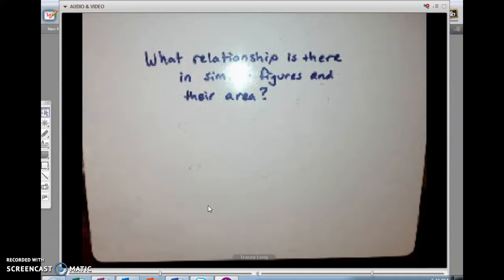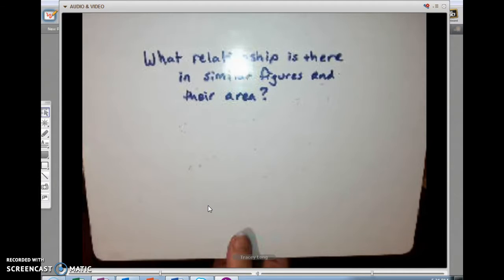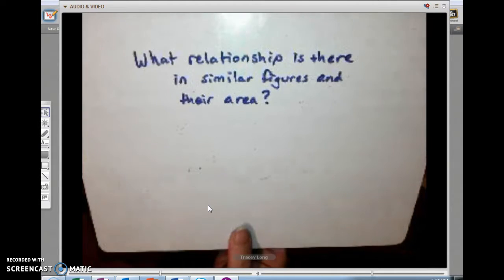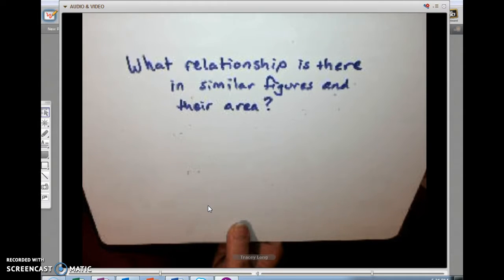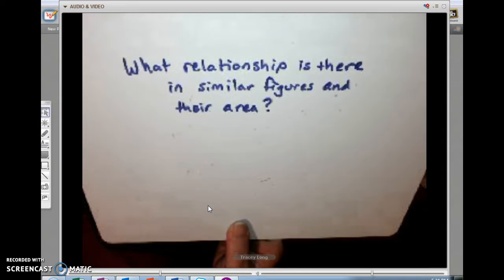This is Mrs. Long, and we have just finished up with IA4, and the teachers and I all got together for day-to-day, and we saw that there was one problem in particular that a lot of folks missed, so I wanted to help clarify some of the questions we had about that. What we need to do is figure out what relationship there is when we have similar figures. What is the relationship in their area?